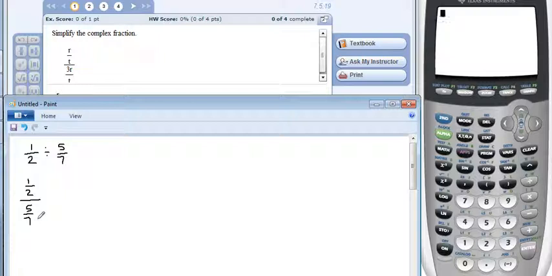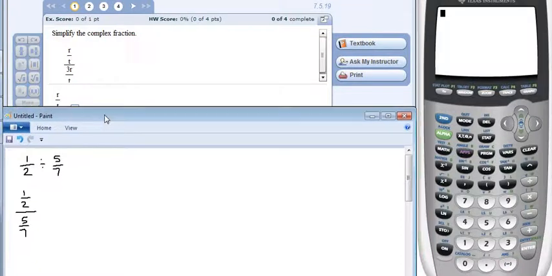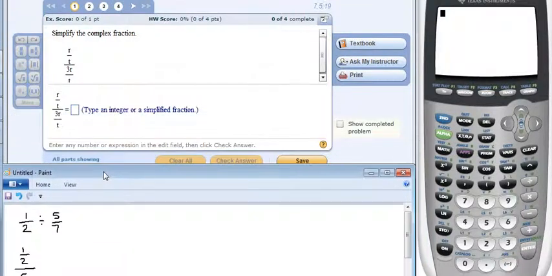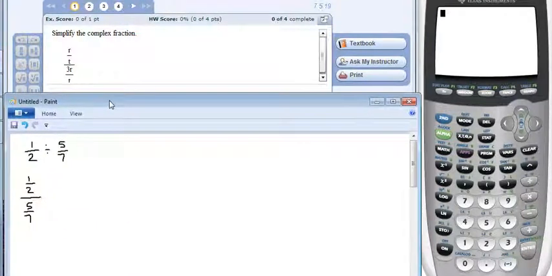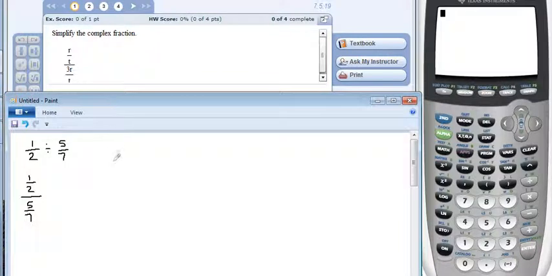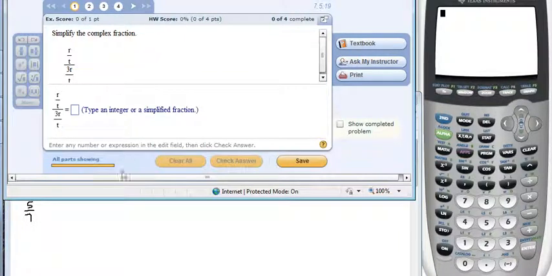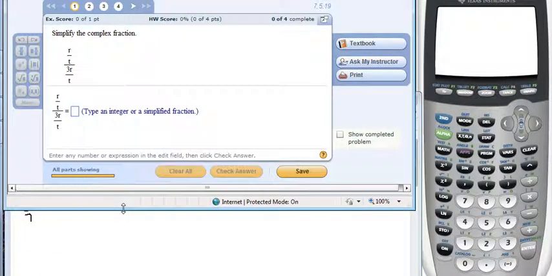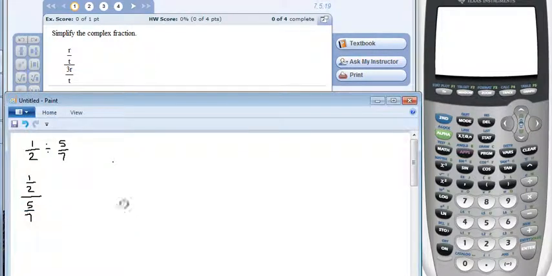So whenever you have something that looks like this, my suggestion to you would be to rewrite it so it doesn't look so bad. Divided by 3r over t, right? Those are equivalent statements.